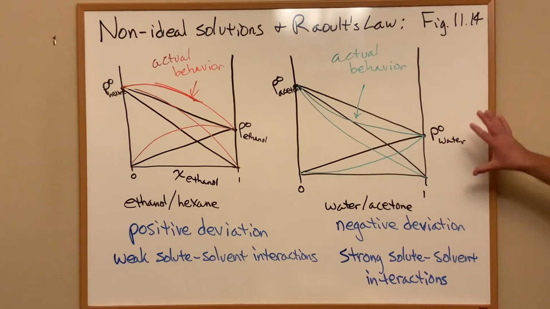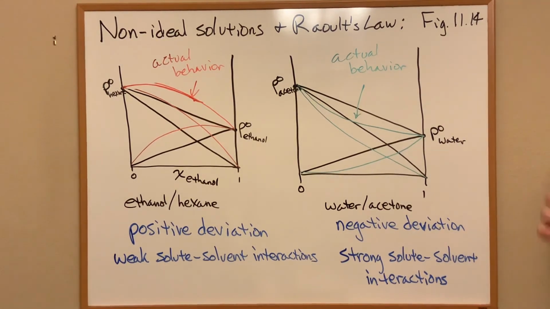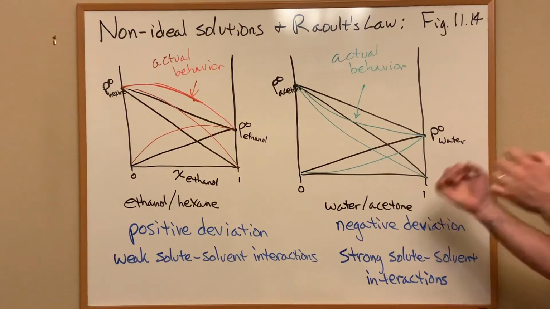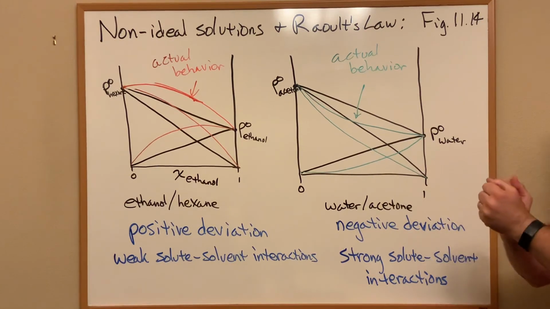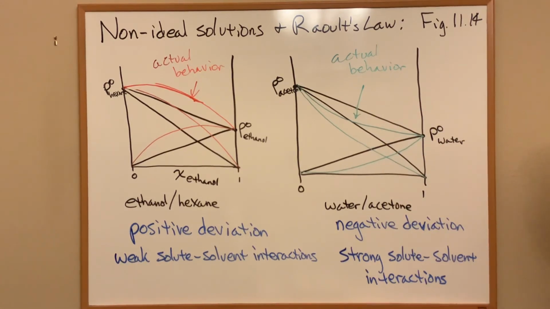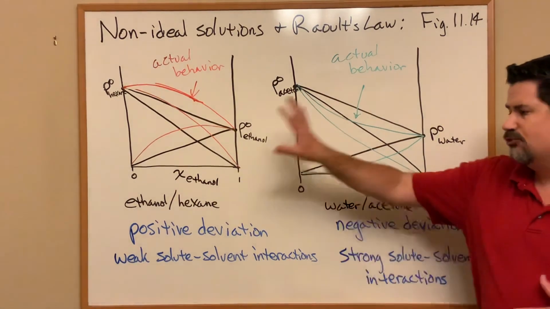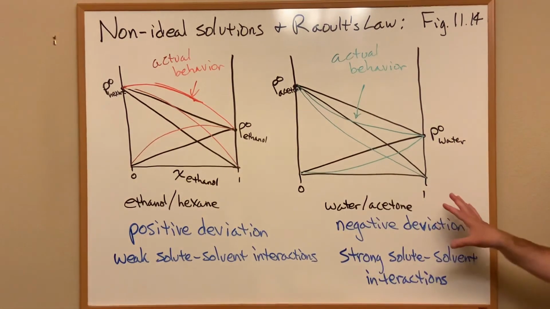So, you know, I think sometimes the negative deviation is a little easier to think of, because you can think of, oh yeah, the two different components are holding on to each other pretty tight, so the vapor pressures will be lower. This is the sort of real world version of Raoult's law when it's applied to non-ideal solutions. So what I want you to understand is how these cases arise, positive deviation and negative deviation.